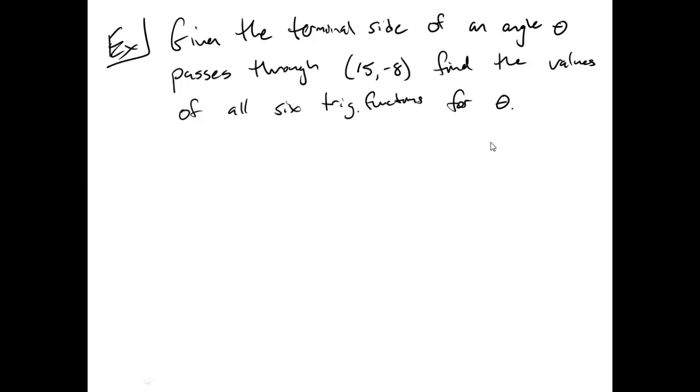Alright, so first for the solution. The point (15, -8). Let's take a look at where that is on the graph. Now, you don't have to be 100% accurate with this. We should have an idea. X is 15. Alright, Y is negative 8.